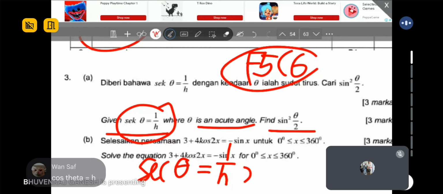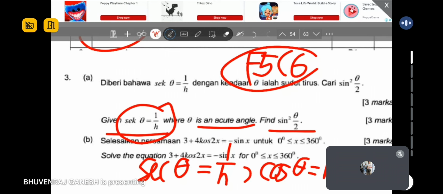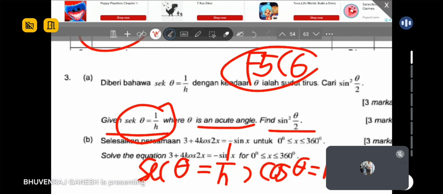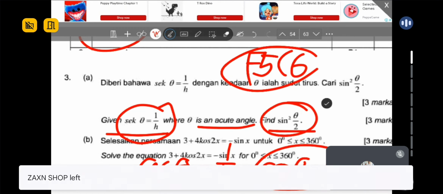What can you change in the equation? Yes. Okay, you will get cos theta equal to h lah, because cos theta equal to 1 over secant theta. So kamu dapat cos theta sama dengan h lah. Just the inverse. Dia adalah songsangan sahaja. Okay, so now you have this information already. So now they ask you to find this one. Kamu kena cari yang ni.